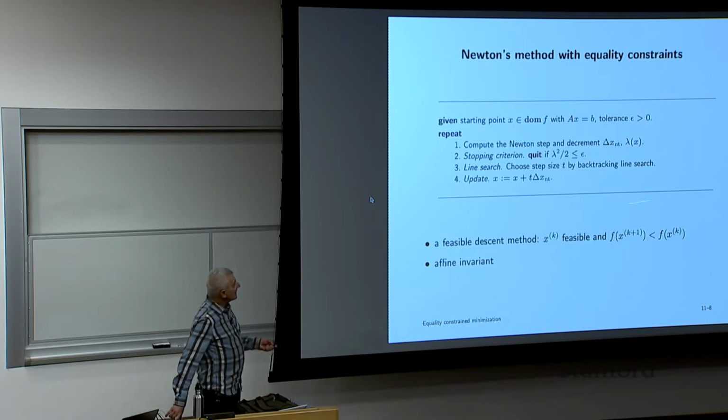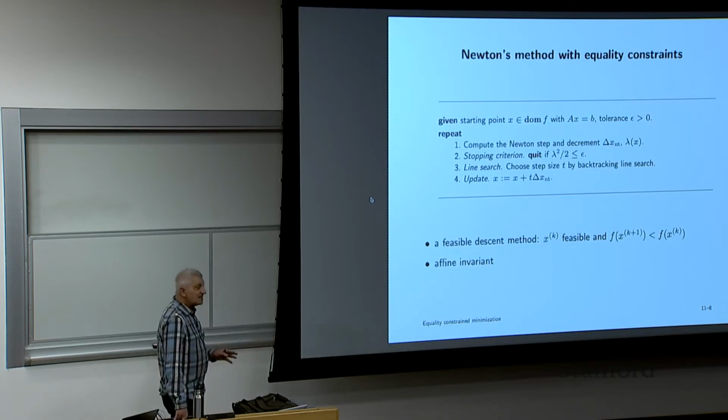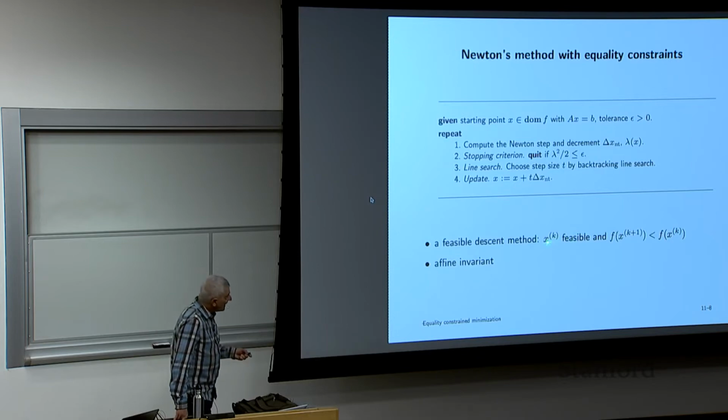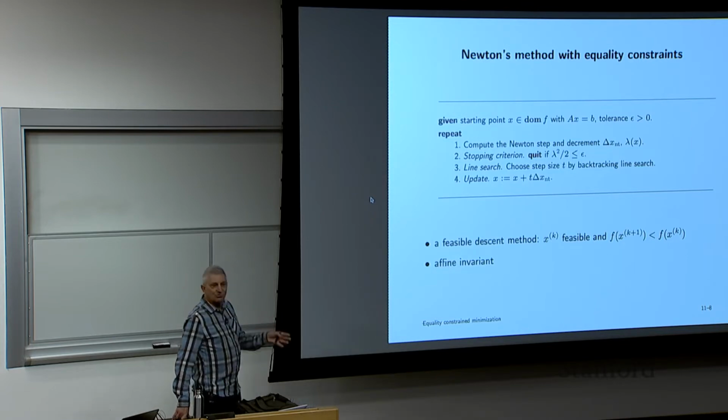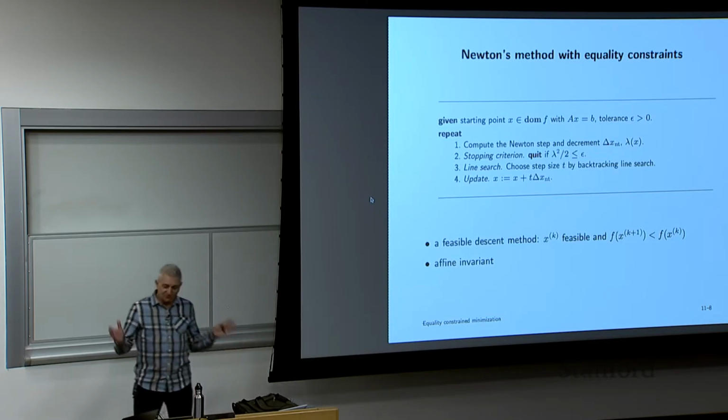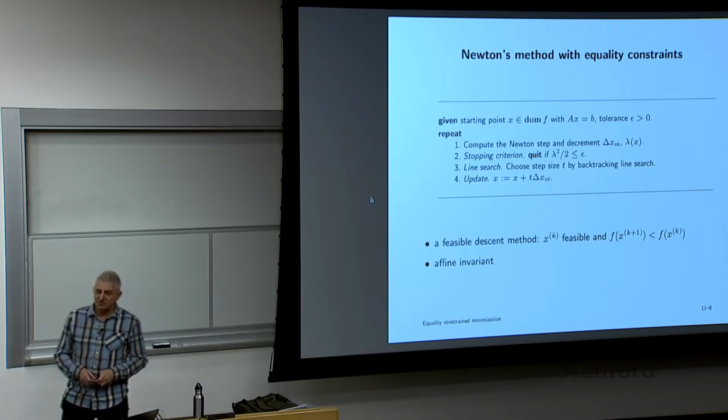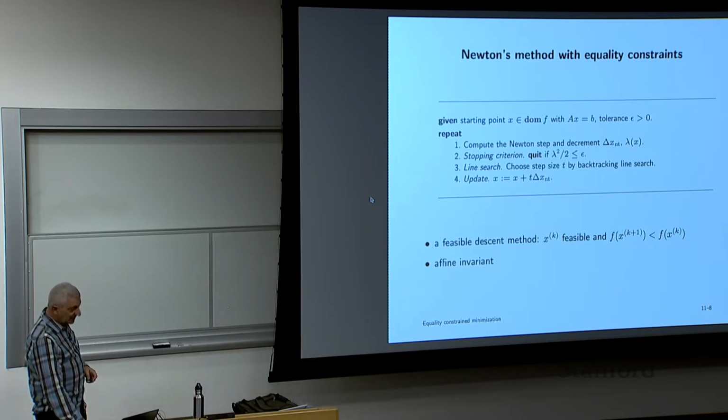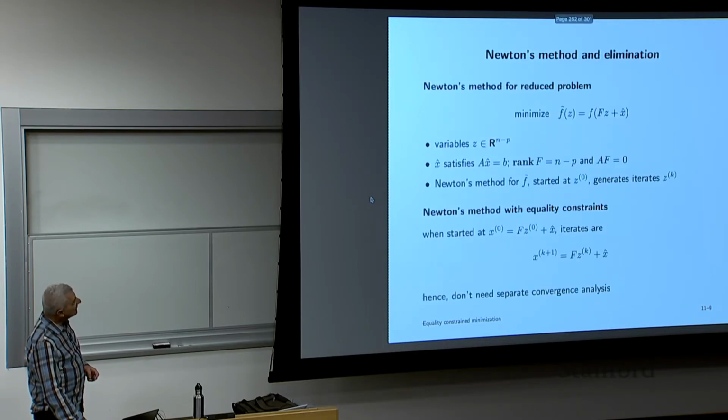So that's the idea. And this is a so-called feasible descent method. What happens is x0 is feasible because you have to start with something that satisfies Ax equals b and is in the domain. You're always in the domain, always have Ax equals b. And in fact, not only that, but the function value goes down. And this algorithm is affine invariant. So if you change coordinates or rescale the variables, at least to first order, it doesn't make any difference at all. You get exactly the same iterates. Okay, so that's Newton's method.